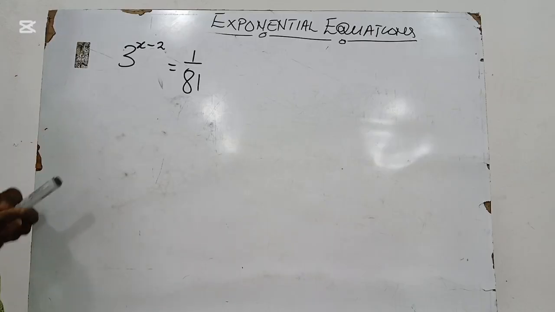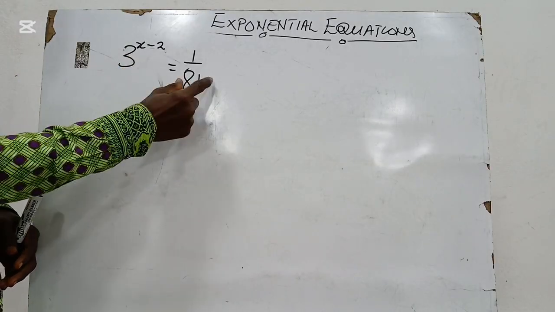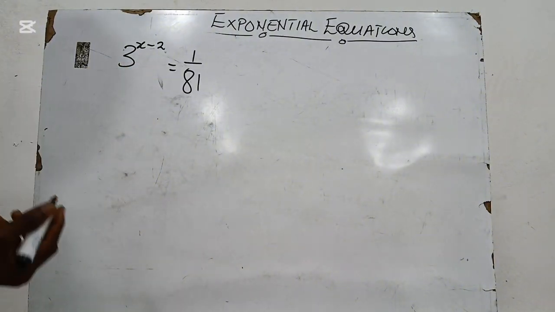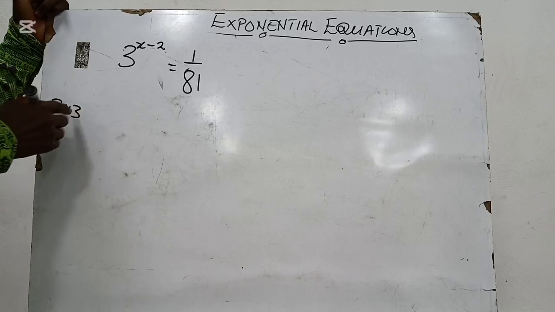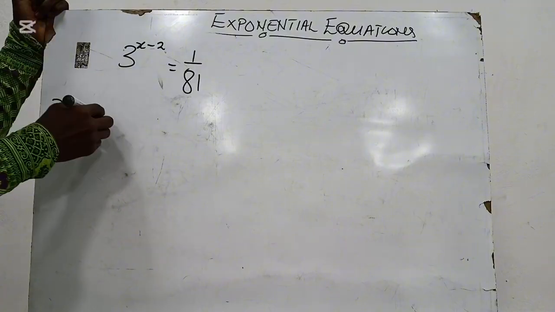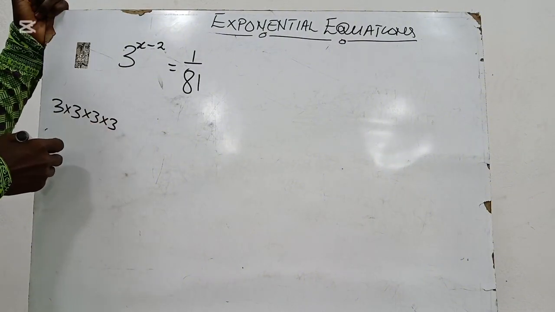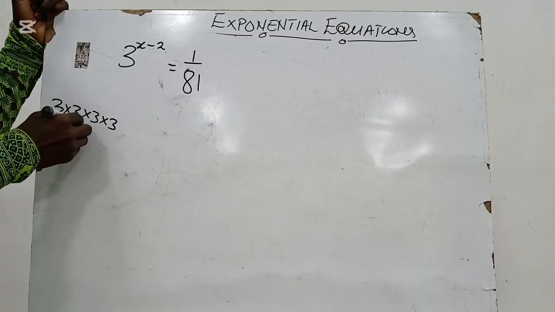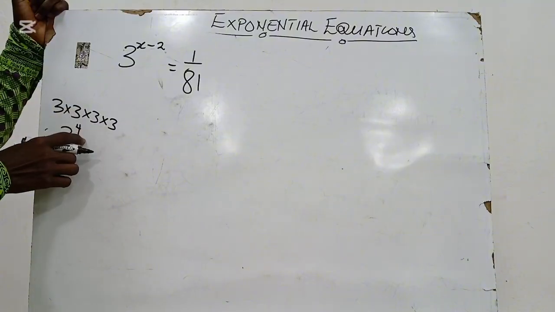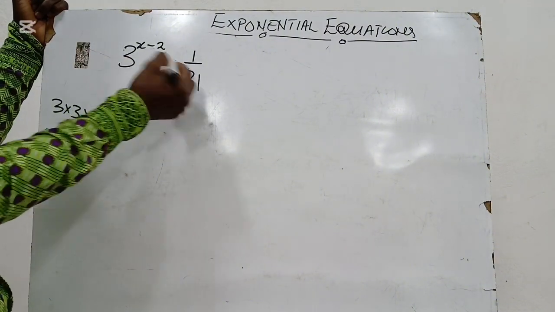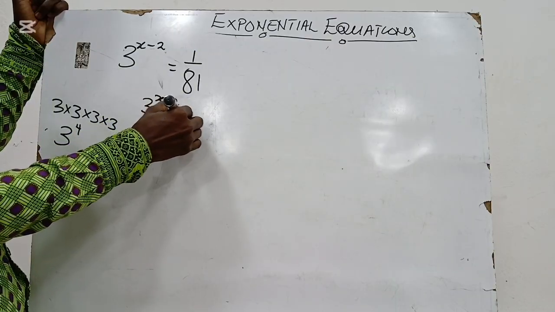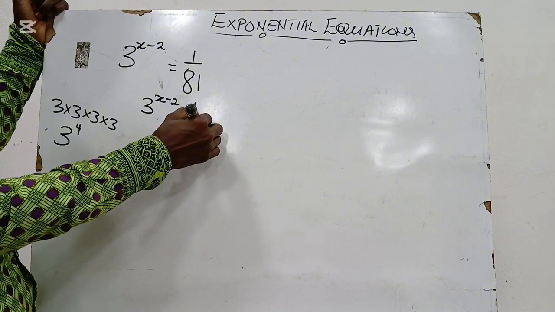What is the thinking? The thinking is always to have this big number written with a similar base. So 3 by 3 will give us 9. 9 by 3 will give us 27. 27 by 3 will give us 81. So this is 3 raised to the power 4. We can express 81 as 3 raised to the power 4. So expressing it, it becomes 3 raised to the power x minus 2 is equal to 1 over 3 raised to the power 4.